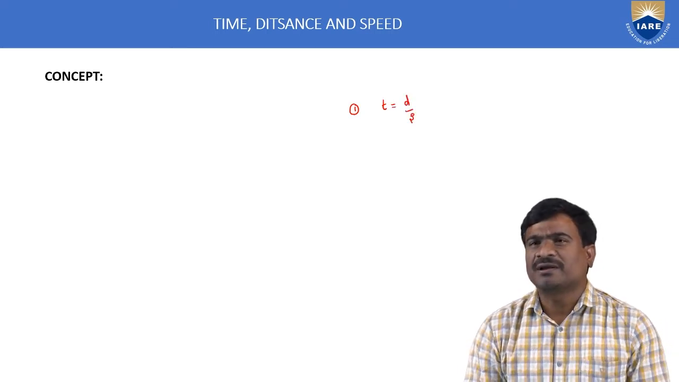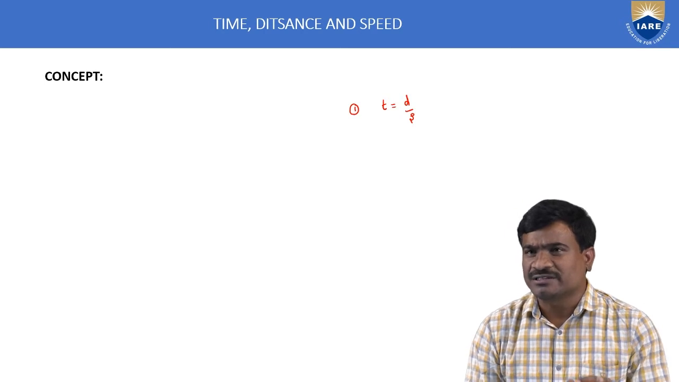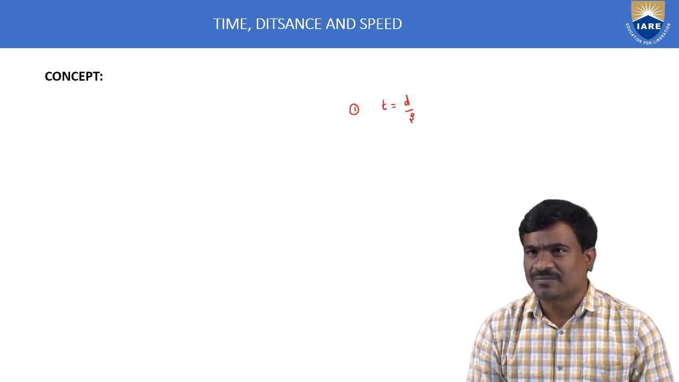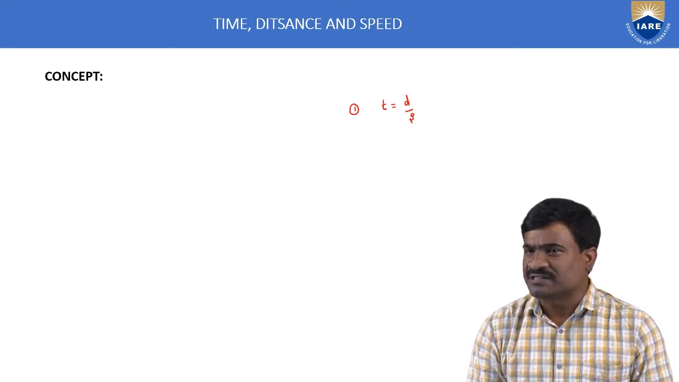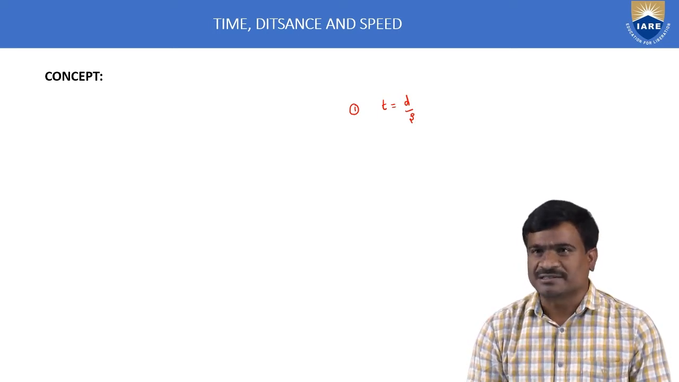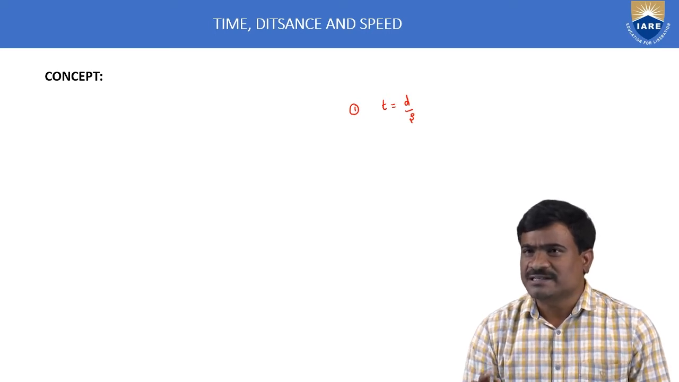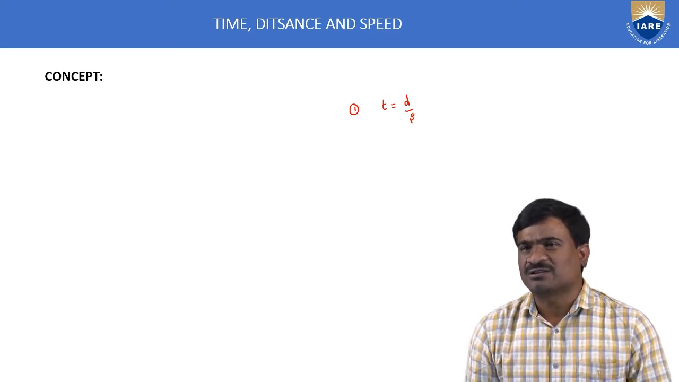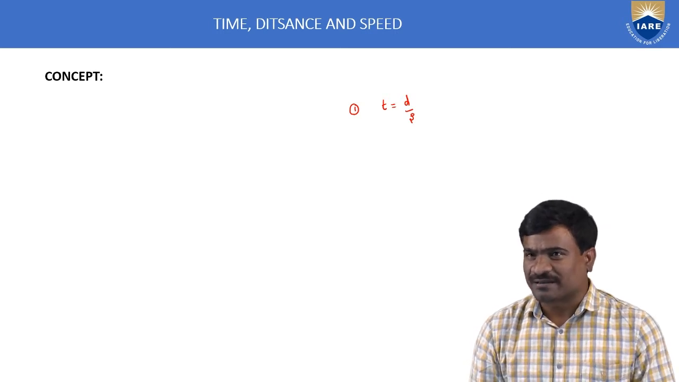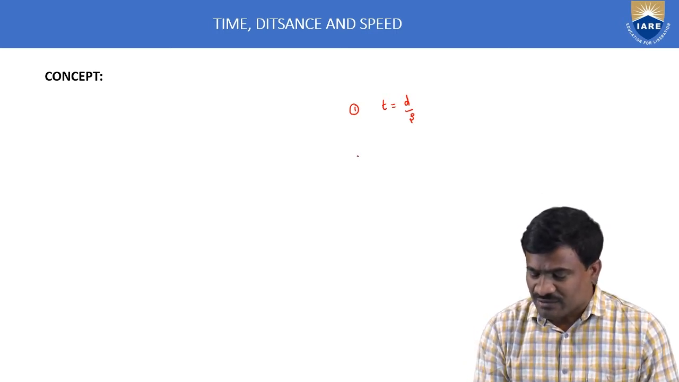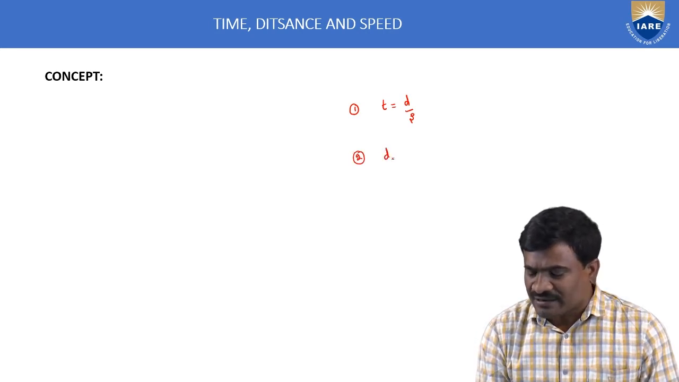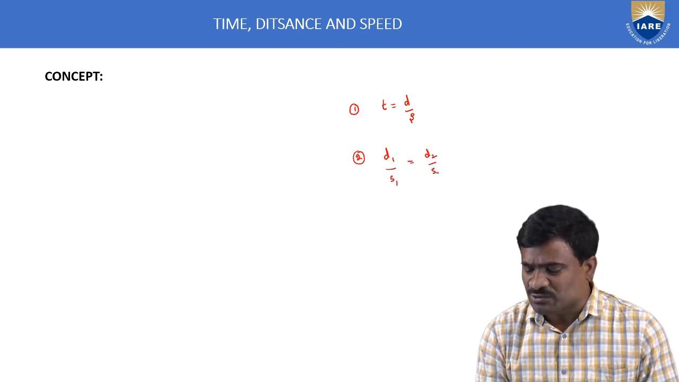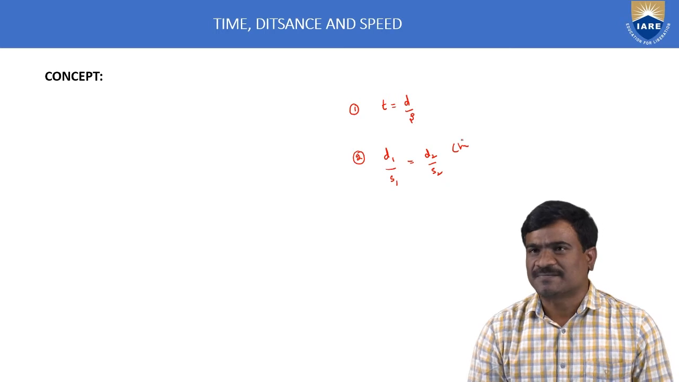This complete topic depends on only three terms: time, distance and speed. The general formula is time is equal to distance by speed, and then their applications. Application means when distance is constant, when time is constant, when speed is constant. The second application: when time is constant, the relation between distance and speed is d1 by s1 is equal to d2 by s2.